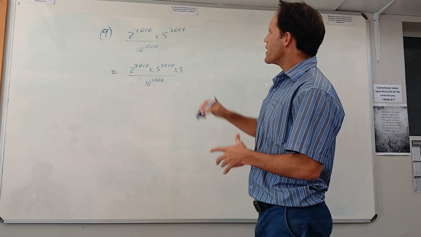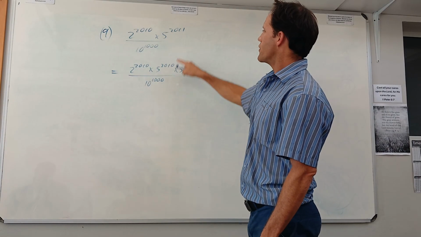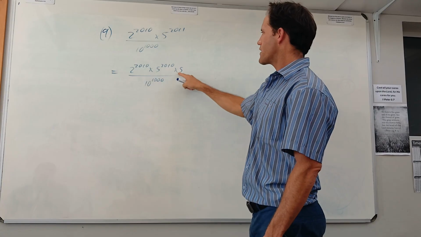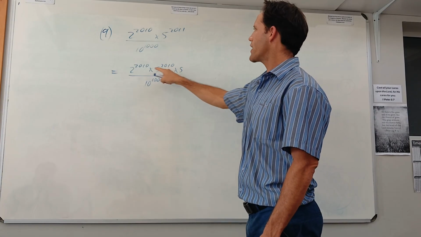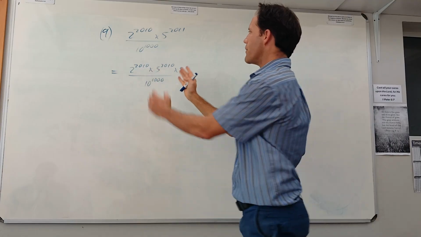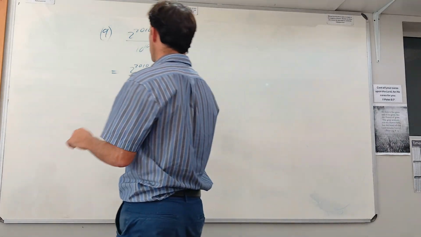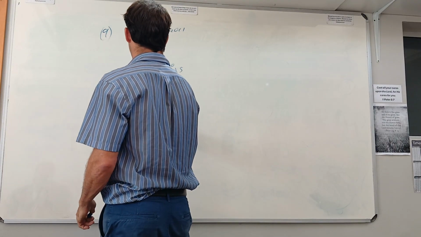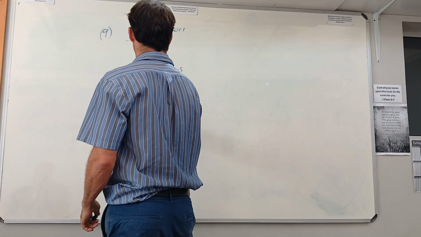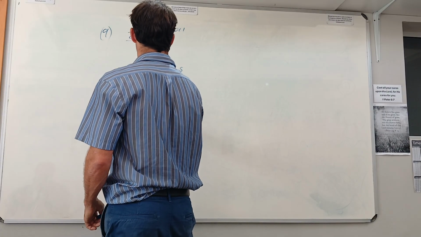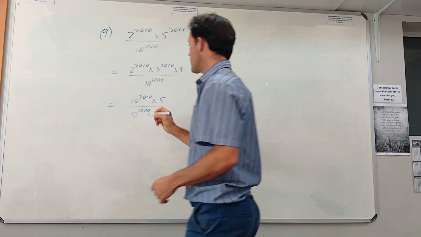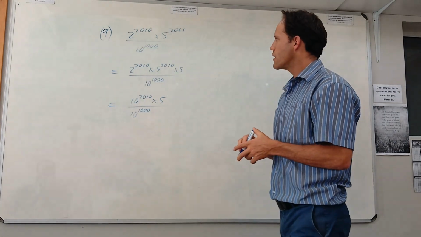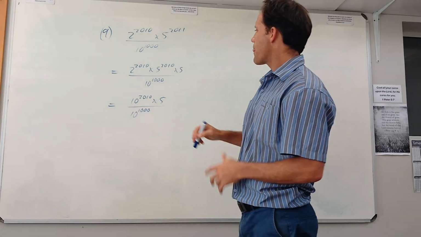Okay, so what I can do is take one 5 out. Then 5 to the power 2010 times 5 is obviously 5 to the power 2011. So it's the same. But now I've got these two the same. Now I can combine them. And I can say 2 times 5 is 10 to the power 2010 times 5. And this one is 10 to the power 1000. So 2 times 5 is 10, okay?